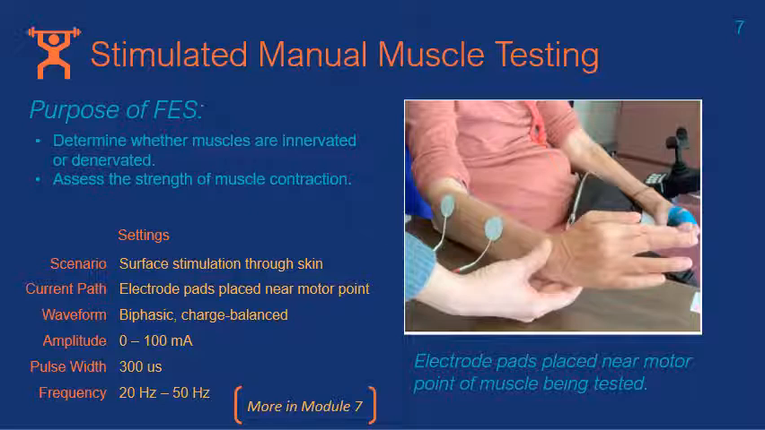The setting for stimulation intensity is generally higher when using a surface stimulator. Training Module 7 will go into a lot more detail on the process of performing the stimulated manual muscle test.